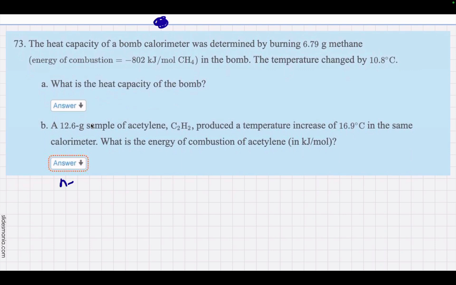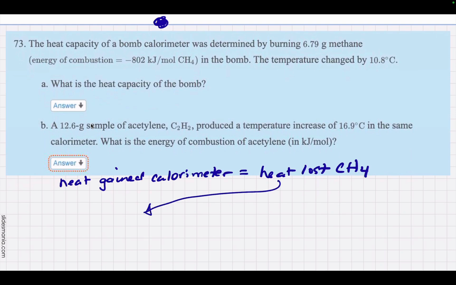So we're going to assume that the heat gained by the calorimeter equals the heat lost by, in this case, the combustion of methane. So what we're going to do is to calculate that amount of energy lost by the methane. We are going to take our mass of the methane, and we're going to want to convert it to mole.